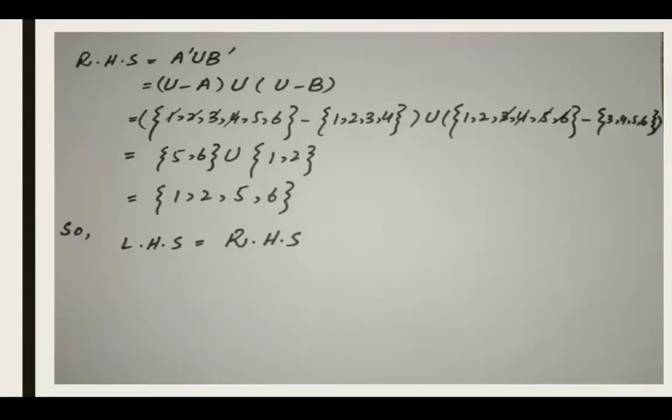Now the right hand side is A complement union B complement. A complement is equal to U minus A, B complement is equal to U minus B. First, you will put the values of these sets U, A and B. Then we minus the elements of A from the universal set U. The remaining elements of U will be 5 and 6. When we minus the elements of B from the universal set U, the remaining elements of U will be 1 and 2. Now we take the union of these two sets which is 1, 2, 5 and 6.